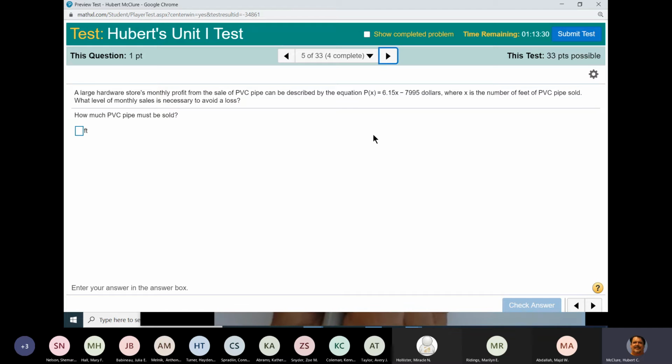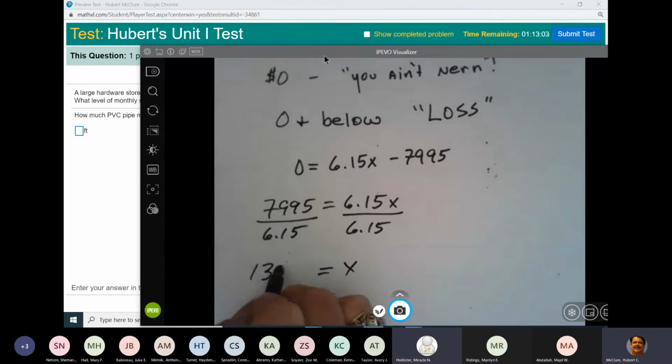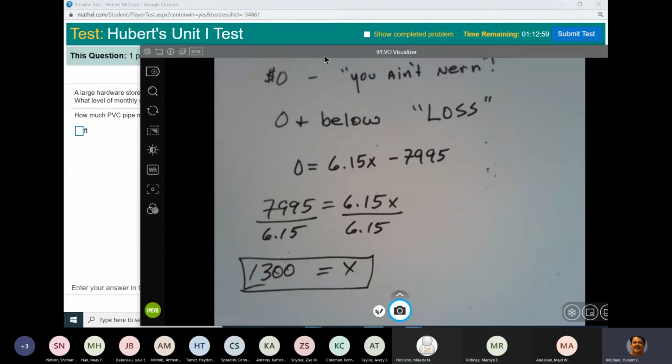$79.95. Somebody divide that for me so I don't have to pull up the calculator. I ain't got time. What do you come up with? Could you say that again, please? Oh, I'm so sorry. I suck. $79.95 divided by 6.15 is 1,300. So you need to sell at least 1,300 feet. So if you sell 500 feet, you suck.